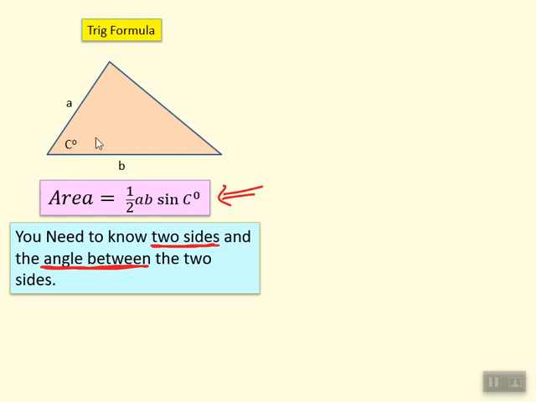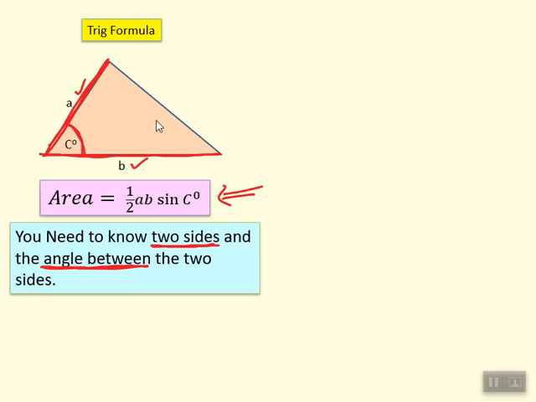So for example, let's say I have this triangle here. I know the base, and I know this side here, and I know the angle between those two sides. So here, this is one side. I know how long this red side is, and I know how long this side is, and I know the angle between them. Then this formula is so easy.